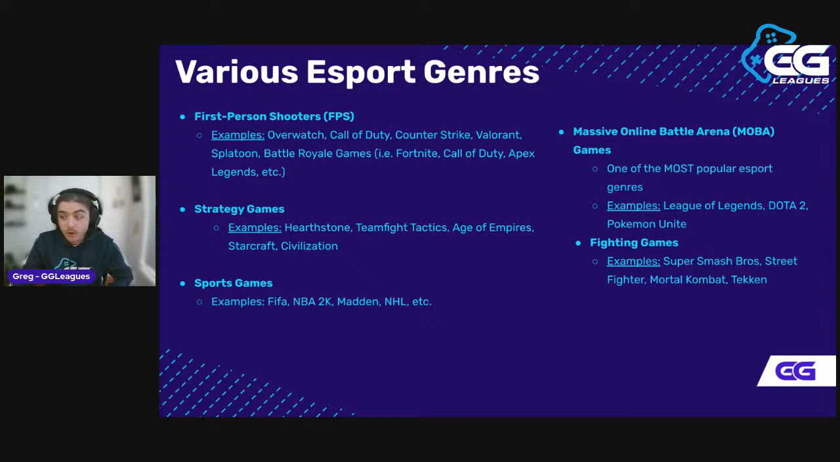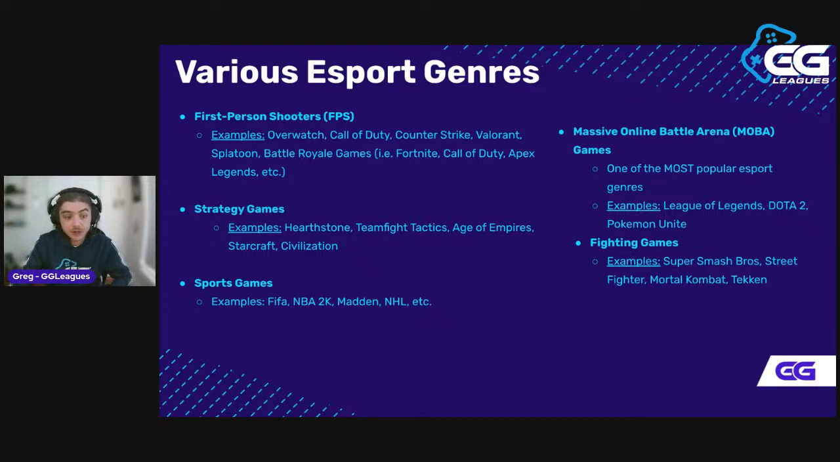A lot of these games fall into different genres of games. So one of the big ones, for example, are shooter games, first person or third person. Some of these examples can include games like Overwatch, battle royale games like Fortnite and Call of Duty, and strategy games that are very similar to games like chess or card games. They include games like Hearthstone, Teamfight Tactics, or Age of Empires, if you're familiar with those.